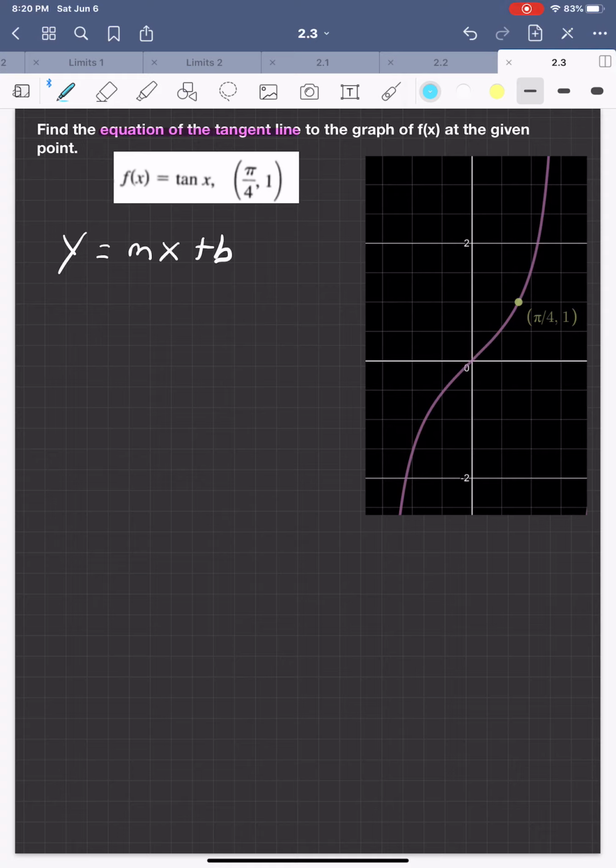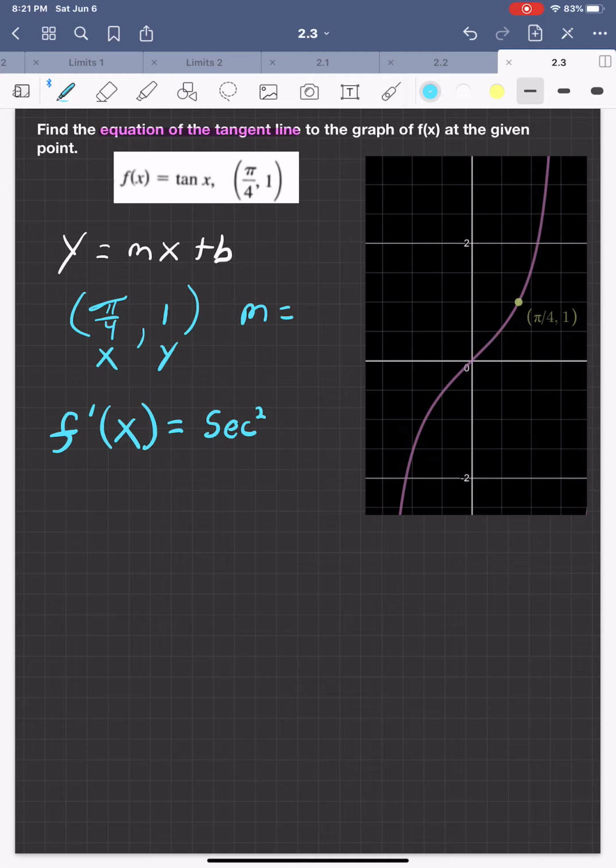So let's go ahead and just jump into this. Clearly what I'm going to need is a point. The good news is I already have that. Pi over 4 is my x value, and 1 is my y value. But I'm also going to need a slope, and in order to get a slope, I'm going to need a derivative. The derivative of tangent is just secant squared. That's the good news. Easy derivative: secant squared x.